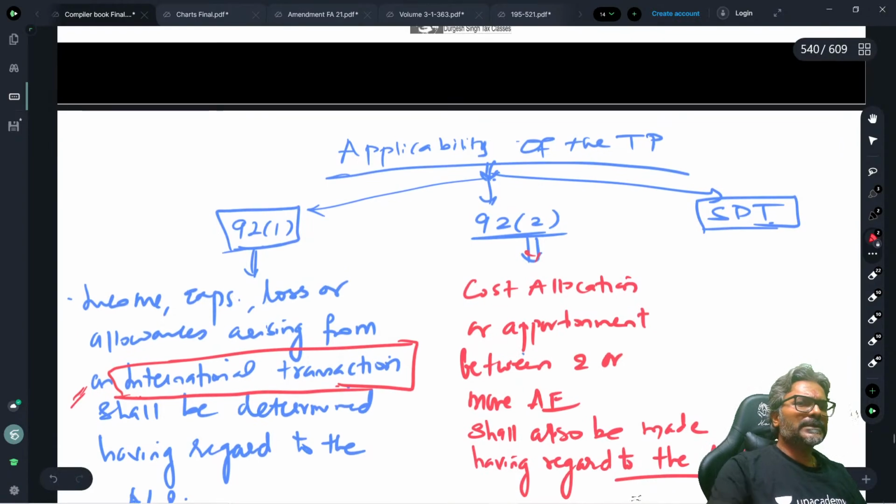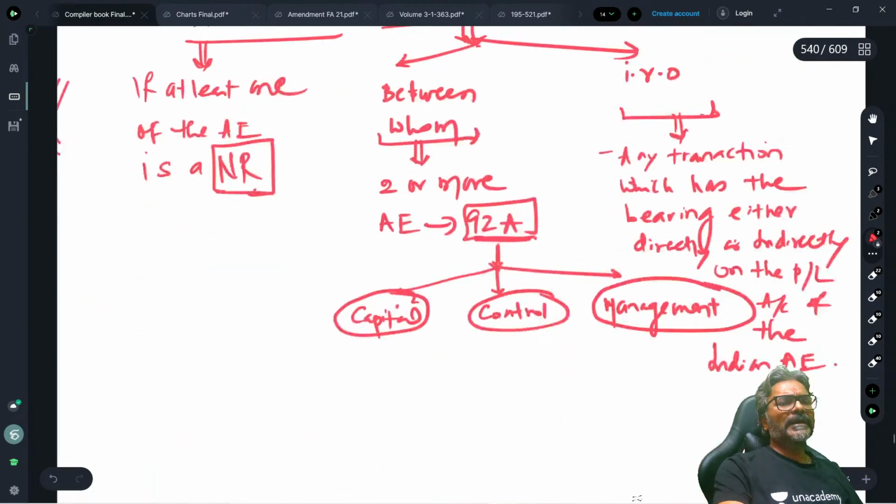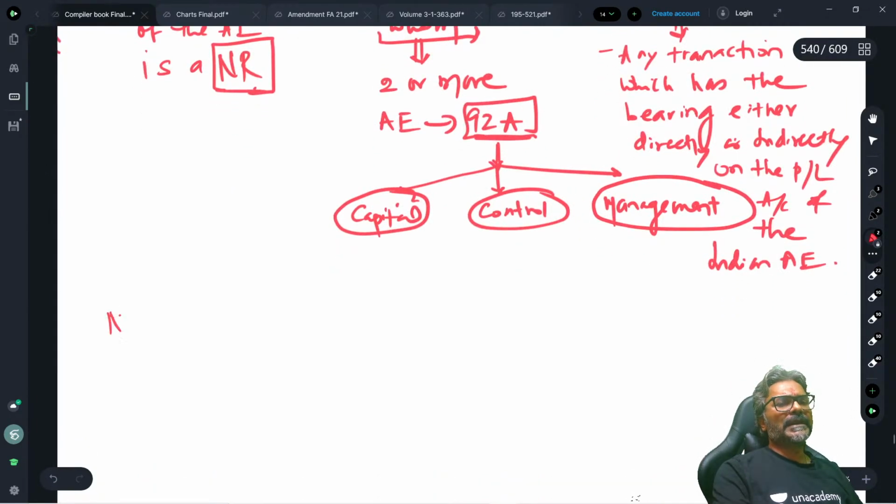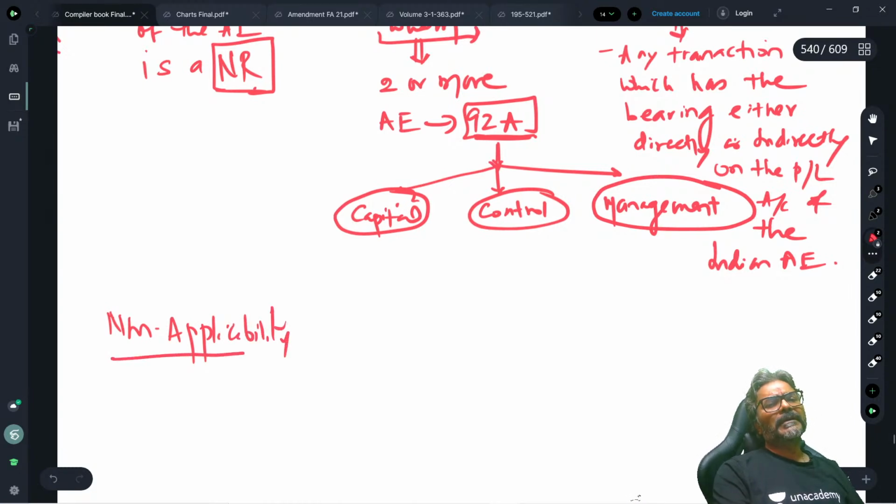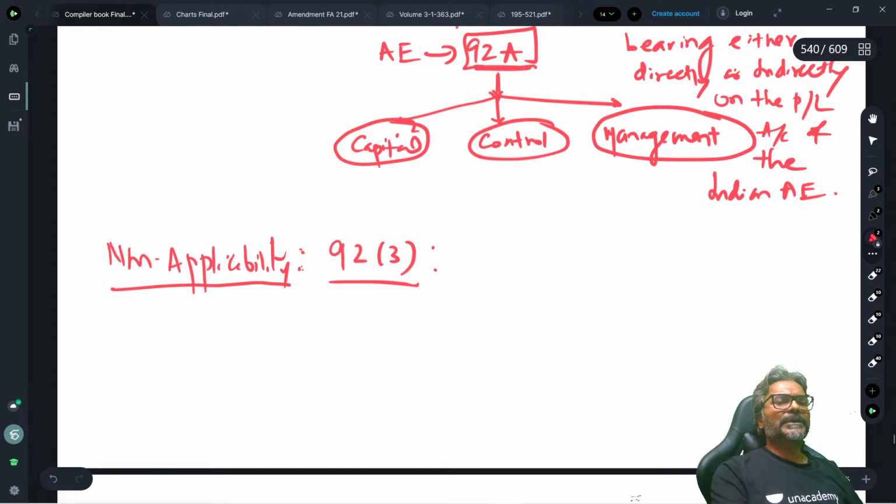The last point, students, is the non-applicability, and as you all are aware, the non-applicability is under section 92.3. What is this non-applicability, students? It is when the transfer pricing provision between two or more associated enterprises will not be made applicable. So when there would be a non-applicability, it is given to you under section 92.3. And what does section 92.3 say?